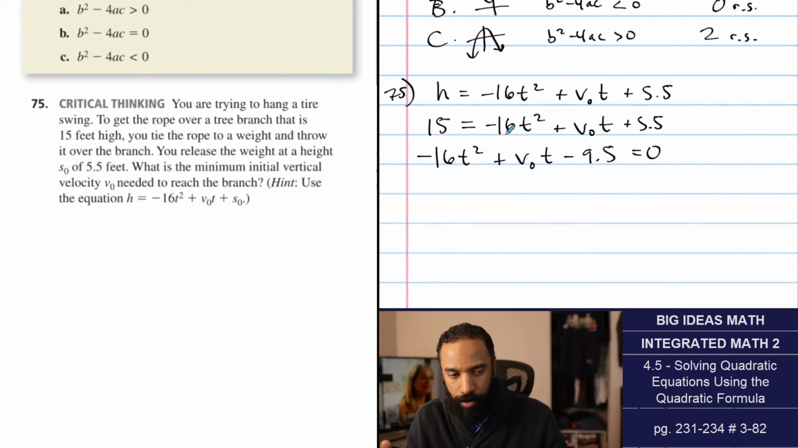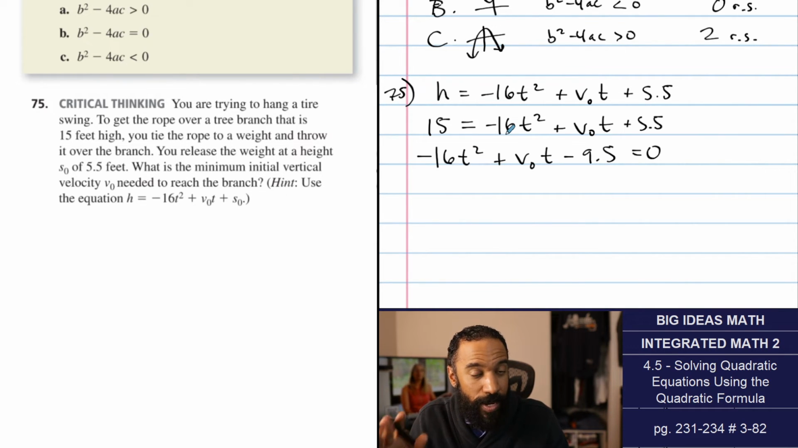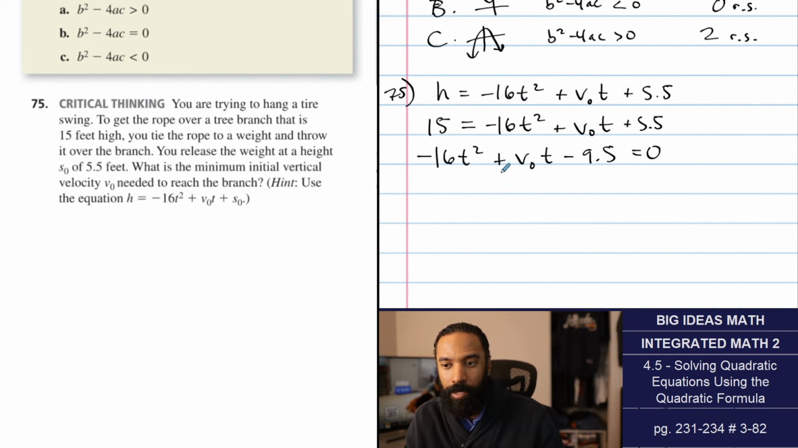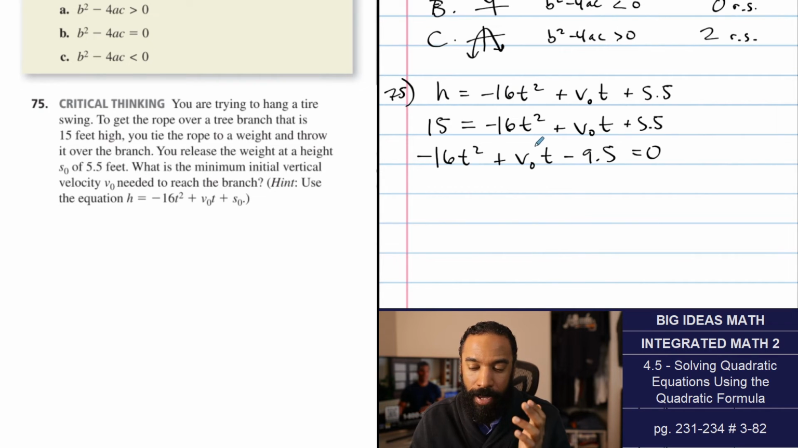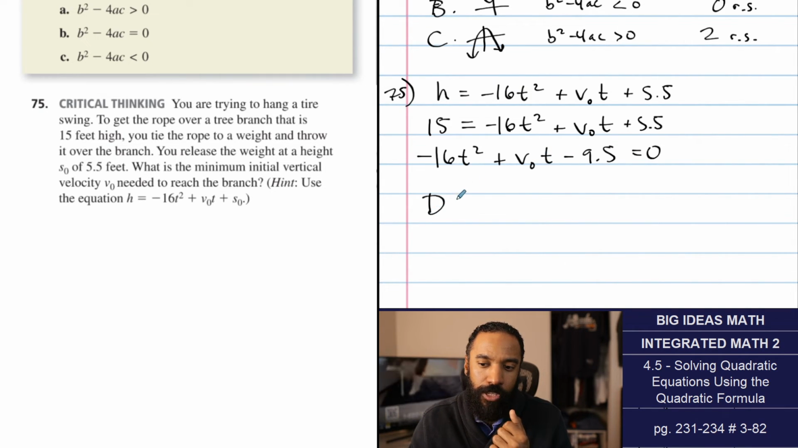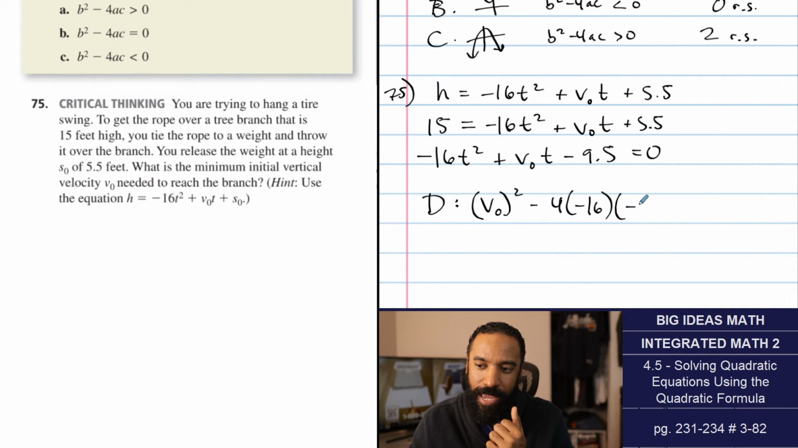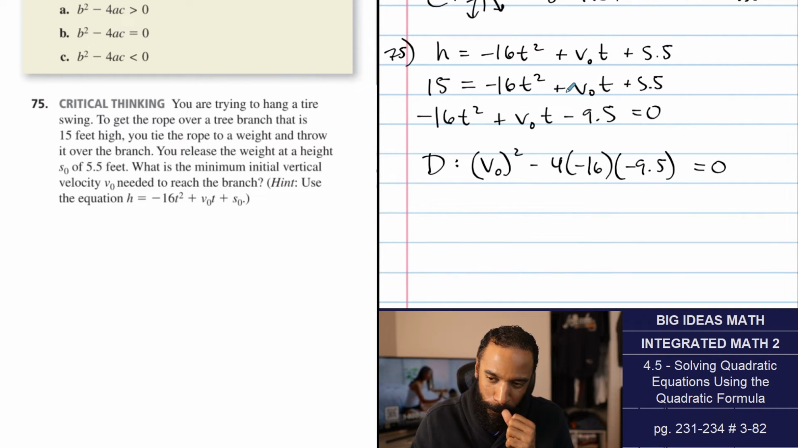I need to find out the minimum initial vertical velocity needed to reach the branch. I need to find out when the vertex hits the x-axis. You know, when I have one real solution. So I need to find out when the discriminant, b squared, v naught squared, minus 4 times all these negatives, ac, equals 0. That's my goal.